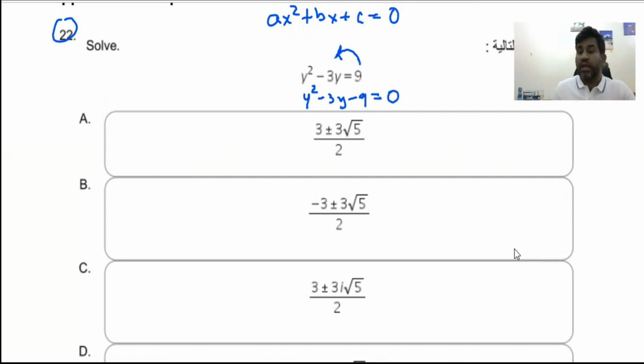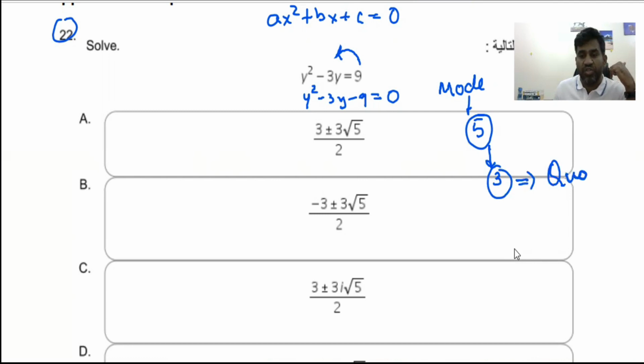So now, as I told, it's a calculator question. After making the equation in this way, follow this rule on your calculator: press the MODE button on your scientific calculator, then press 5, which stands for selecting equations, and after that press 3 again. The button 3 stands for the quadratic equation, so you have to select quadratic equation.